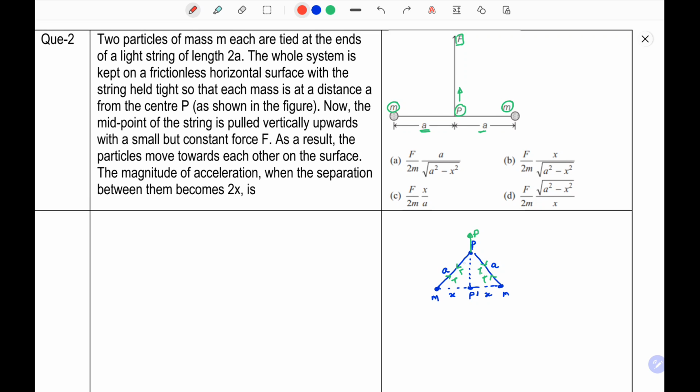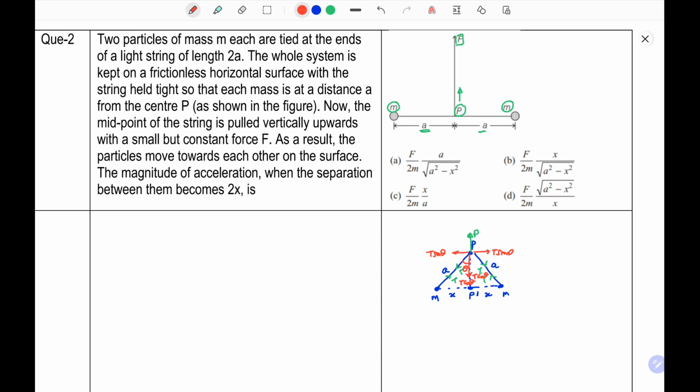In this situation, suppose the angle of the string with the vertical is theta. So we can resolve the tension into two perpendicular components. The component along the vertical will be T cos theta, and the other component will be T sin theta. Similarly, the tension in the other length can be resolved into two perpendicular components, and this will again be T sin theta and T cos theta.